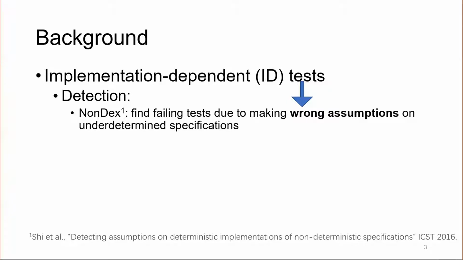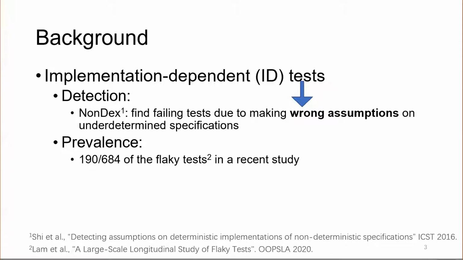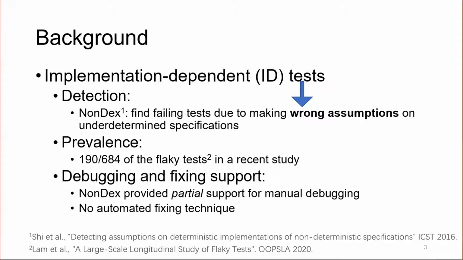Prior work has proposed NonDex, a technique to automatically find these ID tests. Recently, NonDex has been used in a large-scale study of flaky tests, which can fail seemingly non-deterministically. They reported that approximately 30% of the flaky tests in their dataset are due to such wrong assumptions. However, only partial support for manual debugging was provided by NonDex, and no automated fixing technique has been developed before.